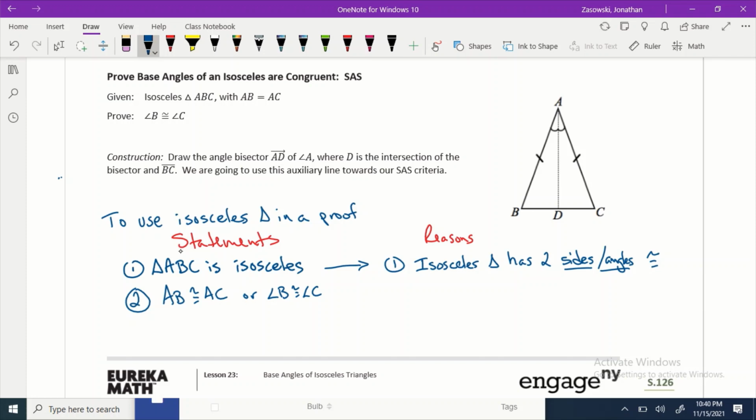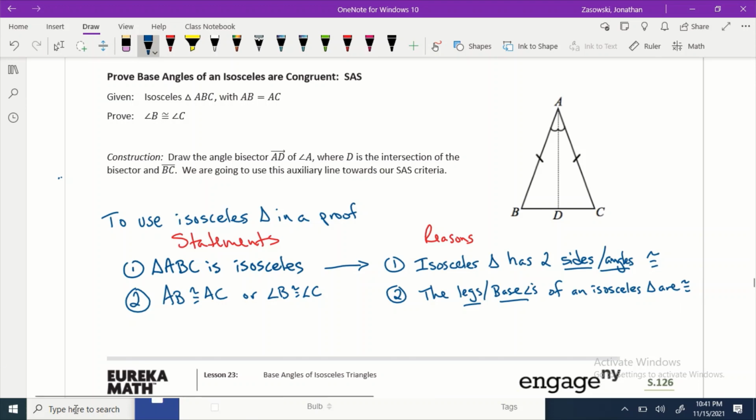If you know the angles are equal, then we're going to prove the sides are congruent. And if we know that the sides are congruent, then we would want to use that to get the angles congruent. And all you're going to say is the legs or the base angles of an isosceles triangle are congruent. So once again, if you want to use the sides, we're going to put the legs. If you want to use the angles, you're going to put the base angles. That's it. Okay, so that's how we're going to use it in a proof. So let's go ahead and try that on the next page here.